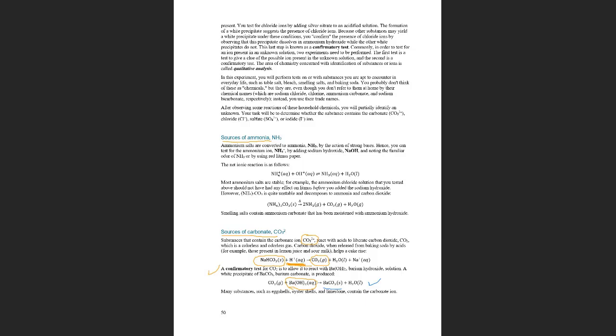So you will basically need to learn what happens with carbonate. The first reaction produces bubbles of CO2, and the confirmatory test is the reaction with barium hydroxide. So when you need to write that in the report, just come here and look at the reaction.